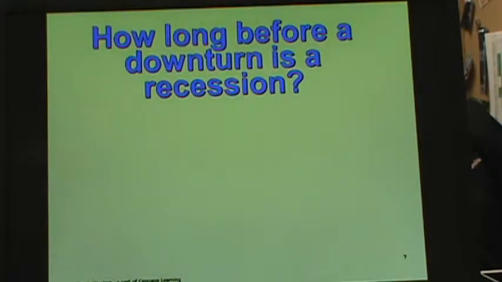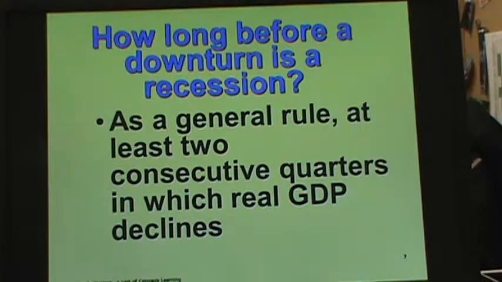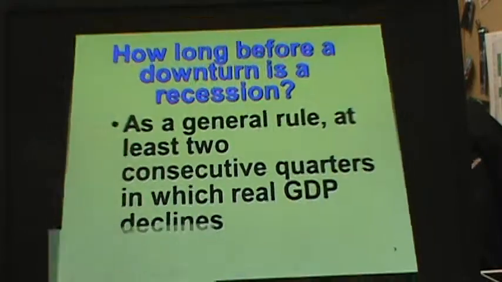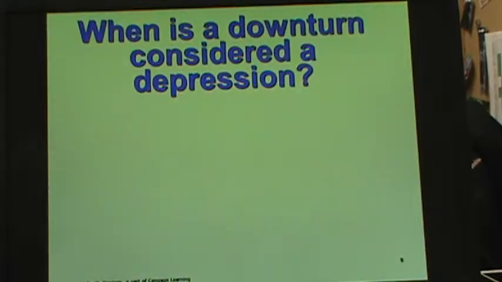How long before a downturn is a recession? As a general rule, at least 2 consecutive quarters in which real GDP is declining, we call a recession. So the GDP has to be less than it was the year before, 2 years in a row, before we can consider a recession. And then once GDP comes back up, we consider ourselves out.